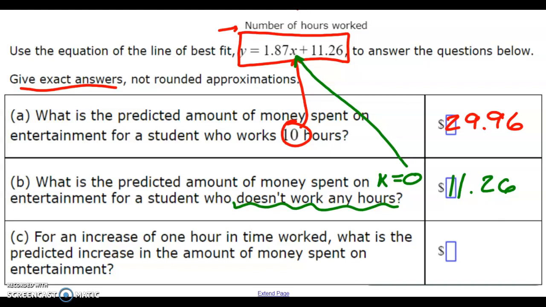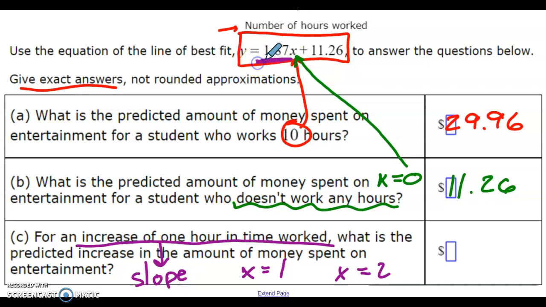And then the last question, for an increase of 1 hour in time worked, what is the predicted increase in amount of money spent? Well, you could punch in like x equals 1 and x equals 2 and see how much they change. But for an increase in 1 hour in work, that is your slope. Your slope represents the rate of change for increase in a single x. So all you have to do there is, what's my slope value? My slope is 1.87. So $1.87, that is the amount change in 1 extra hour of work.